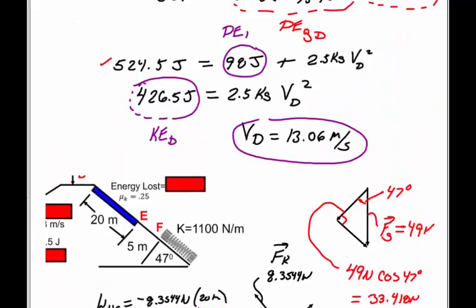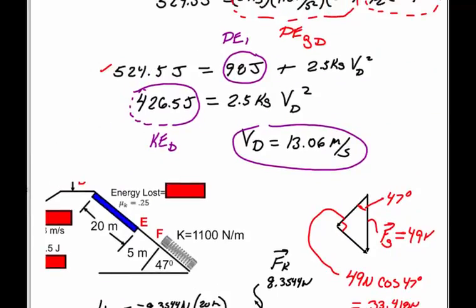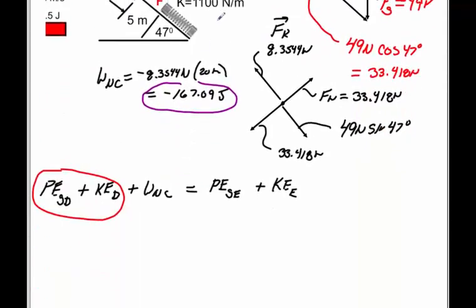Now we know this value right here is the energy I had up here, which is 524.5 joules, because that's not going to change. Now we have work being done by non-conservative forces. We know that's going to be minus 167.09 joules, and that equals the gravitational potential energy.